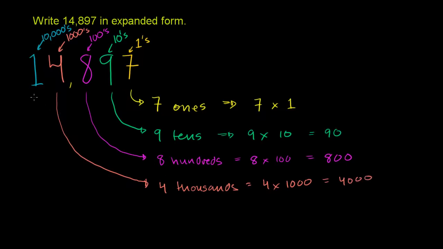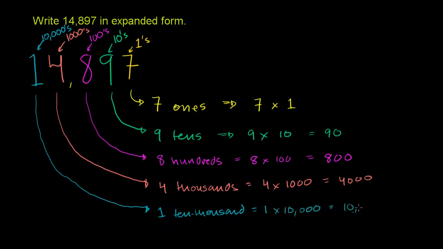And then finally, we have this 1, which is sitting in the 10,000s place. So it literally represents 1 10,000. You could imagine if these were kind of poker chips, that would represent one blue poker chip, and each blue poker chip represents 10,000. I don't know if that helps you or not. And 1 10,000 is the same thing as 1 times 10,000, which is the same thing as 10,000.